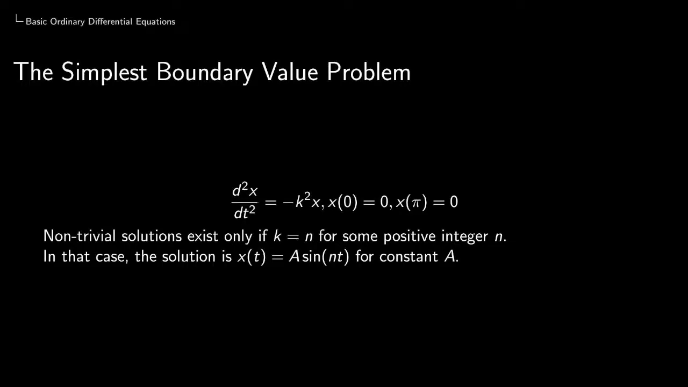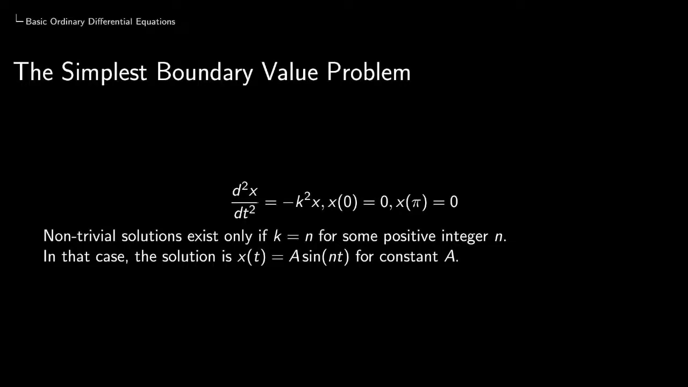Now, what's important to know about this is that not all values of k will produce a non-trivial solution. Depending on the value of k, you could get 0 solutions everywhere. So if x equals 0, that will solve any version of this problem. The second derivative of 0 is 0. You multiply that by k, it's still 0.